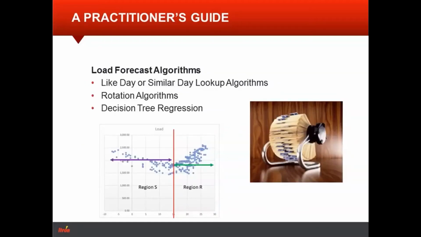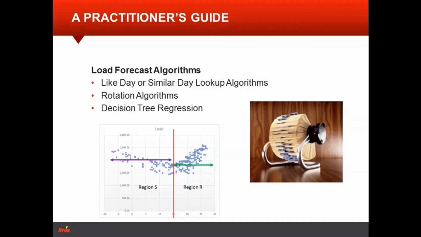All right. So how do we now take this historical time series and project it forward? That's our task, right? We're trying to forecast where loads are going to be over the next 5 minutes, hour, 10 days. So there are three types of approaches that we talk about in the book. The first one is forecast algorithms. Of those, the top two, like day or similar day lookup, and then rotation algorithms, arguably are one of the most pervasive ways of doing load forecasting that exists still today.